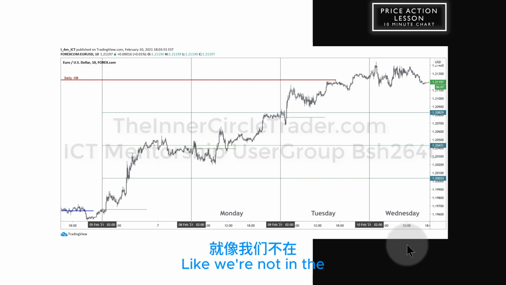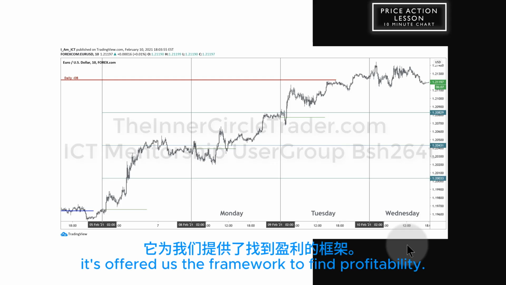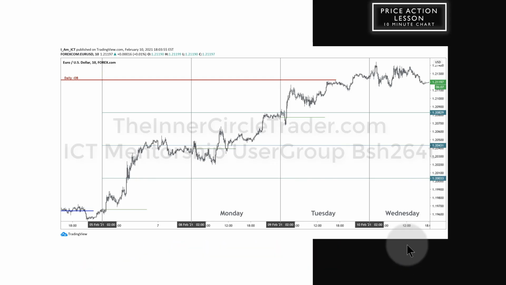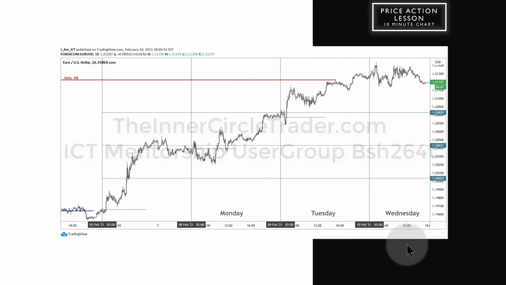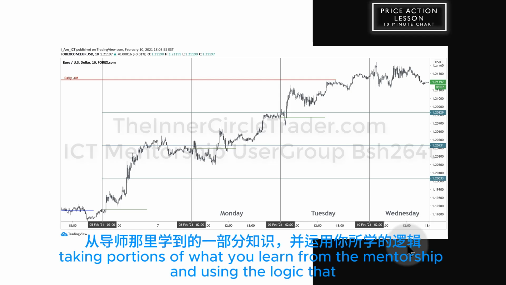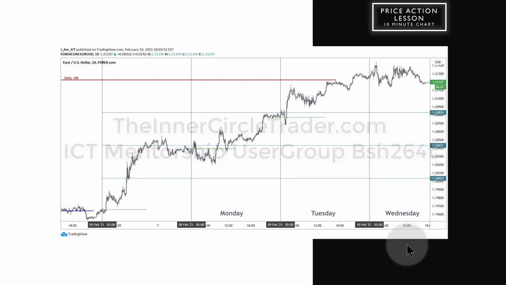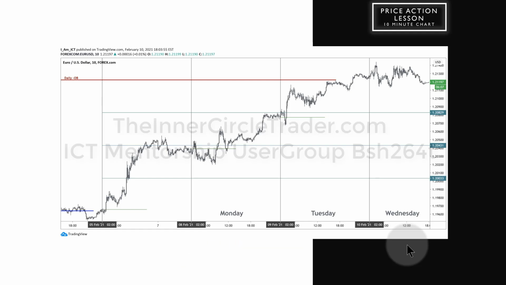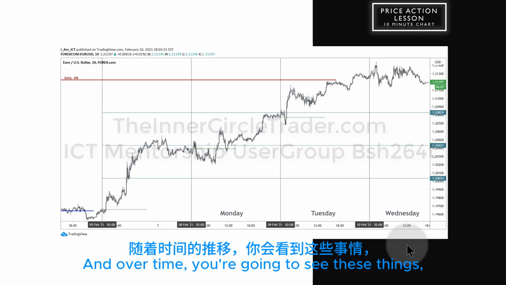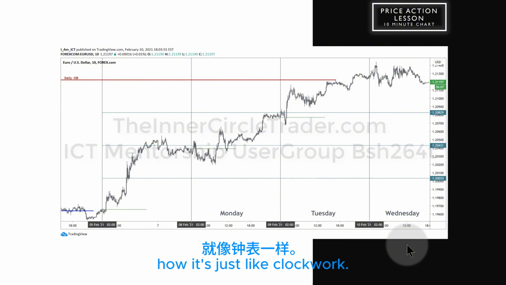Like, we're not in the business of trying to push it from here. Can it go higher? Sure. If it goes lower, are we upset? No. It's offered us the framework to find profitability. This is how you go from not knowing anything to taking portions of what you learn from the mentorship and using the logic that I'm showing you in these commentaries and blending it together. Okay, and over time, you're going to see these things, how it's just like clockwork.